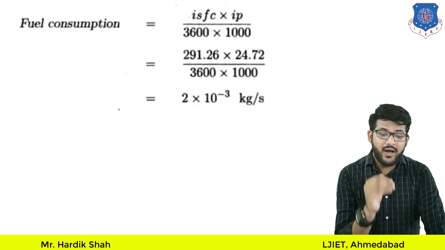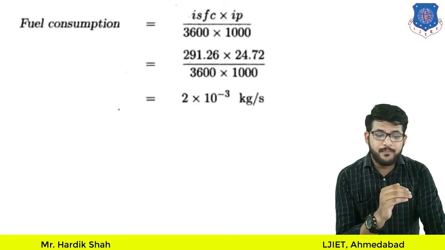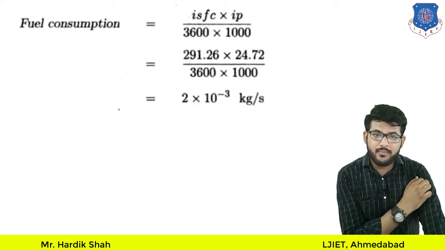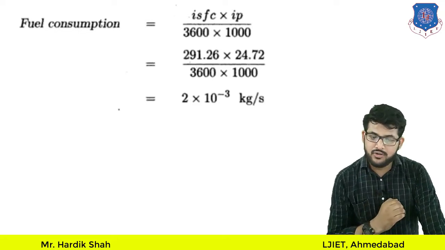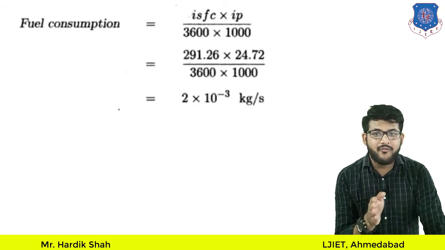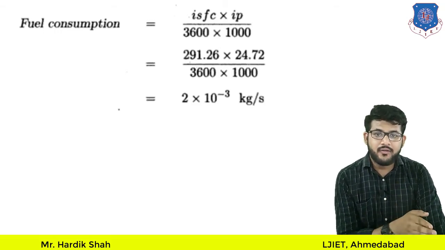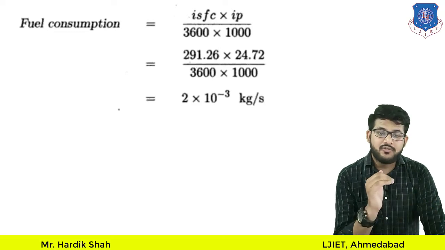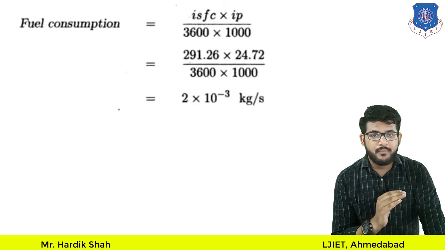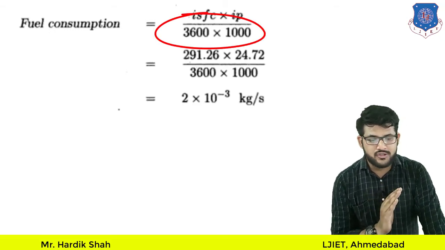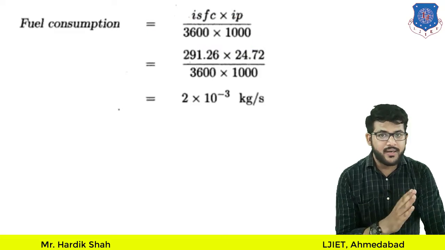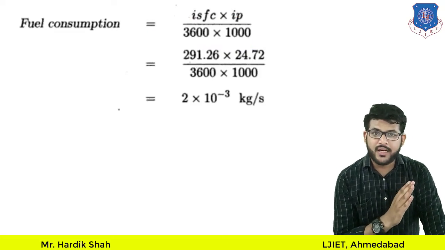Now why have we taken this 1000? Because here we have found grams and we need kilograms, so we divided by 1000. And in ISFC we have the value per hour, and we need it per second, so we also divided by 3600. That was the real meaning of this 3600 and 1000. So we have got the fuel consumption, 2 into 10 raised to minus 3 kilogram per second.